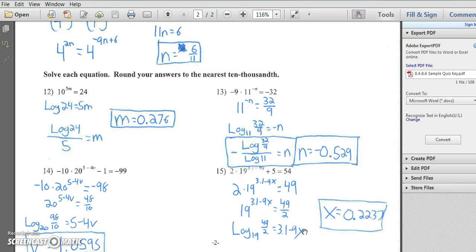That's great for me. So then what do I do? I use change of base or my calculator or whatever to find out what that answer is. Subtract 3.1 from both sides and then divide by negative 9, and there's my answer.